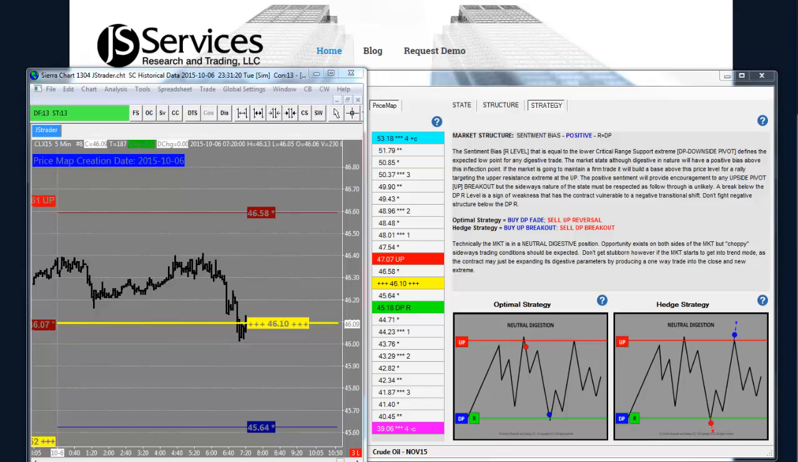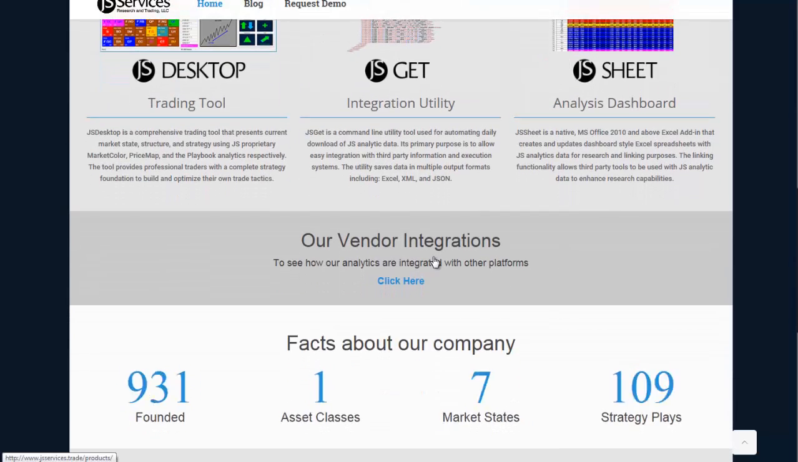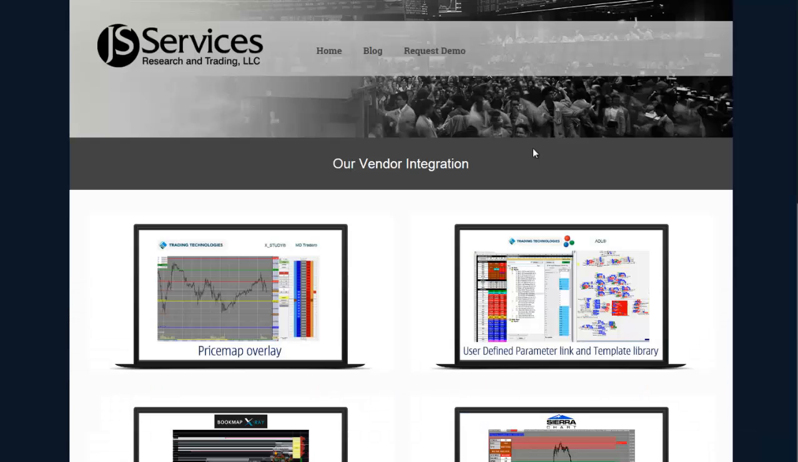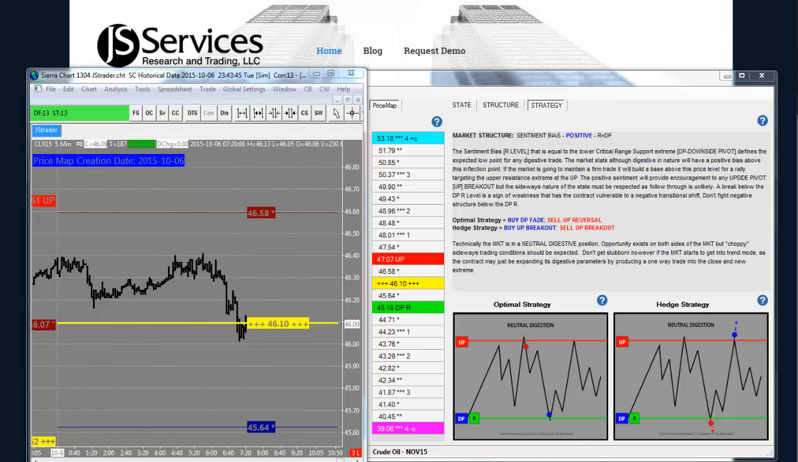JS Services recommends that you plot the price map levels on a chart so you can view the price action within the price structure. We also offer a couple third-party applications that'll do that automatically for you. And you can go to the website and click on our vendor integrations, and you can see the different vendors that we integrate with. It's important to view the price action within the price structure.